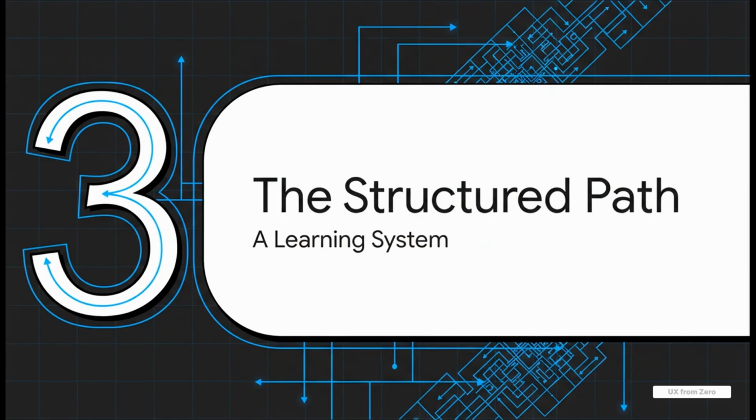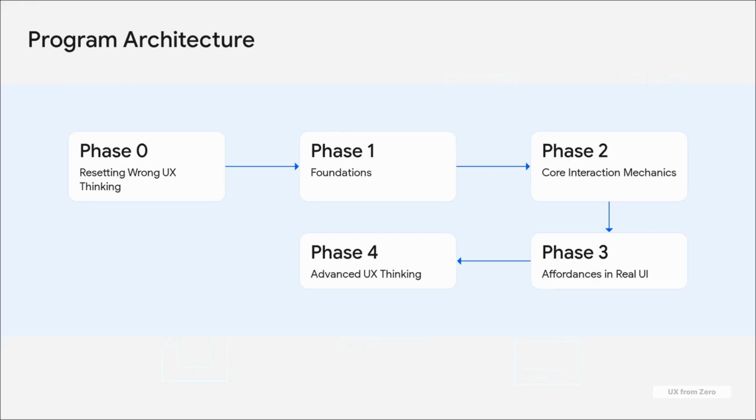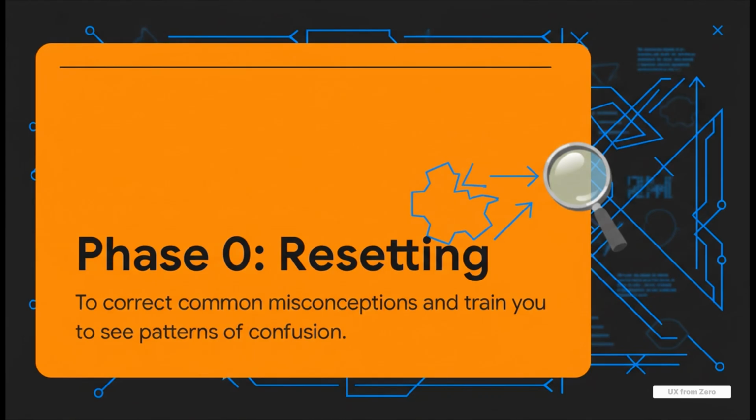So how do you get to that point? Well, I can tell you it's not by collecting random tips and tricks from blog posts. You need a structured path, a system. This program is designed from the ground up as a progressive journey, where each phase logically builds on the one before it. And here's the entire roadmap. Look at the logic here. We start by tearing down bad habits. Then we build a solid new foundation. Then we turn that theory into practical tools, apply those tools to the real world, and finally, we take that thinking to the highest strategic level. It's a complete system.